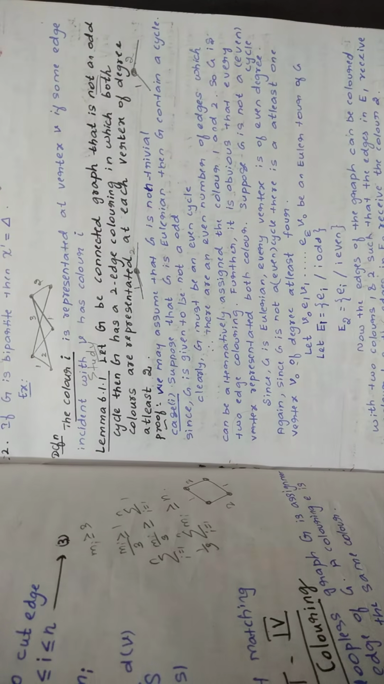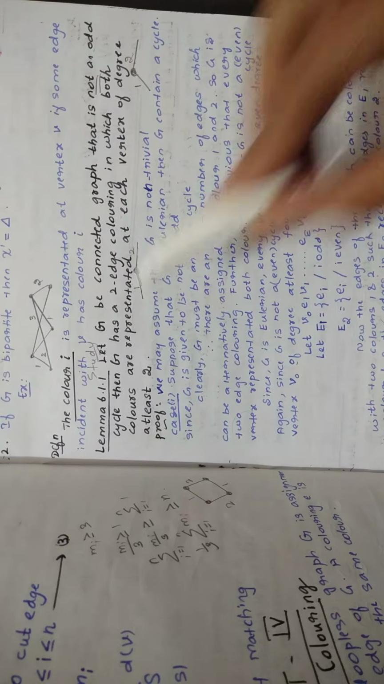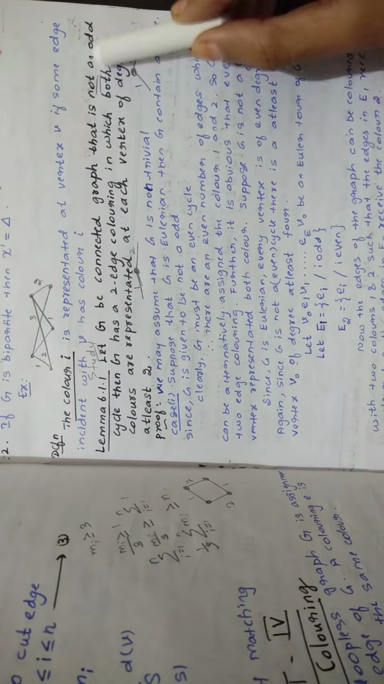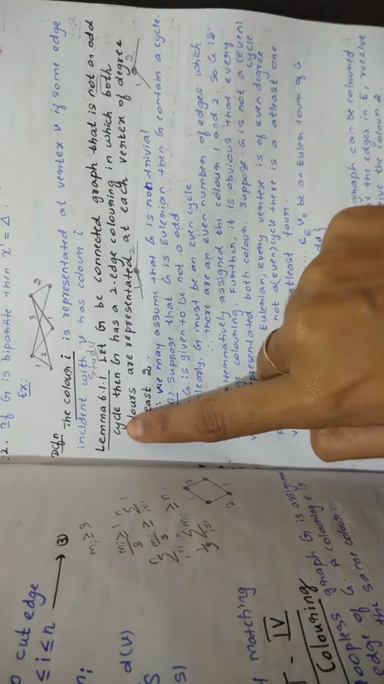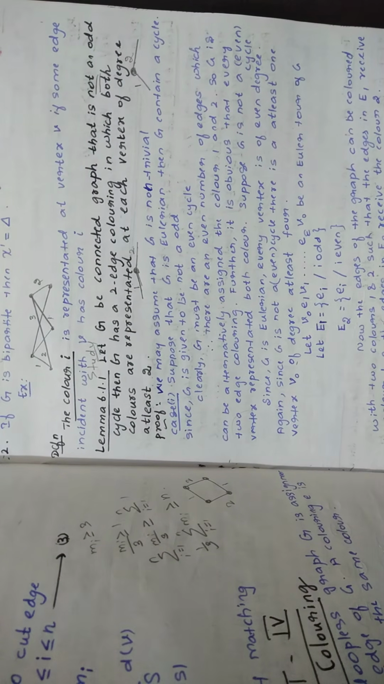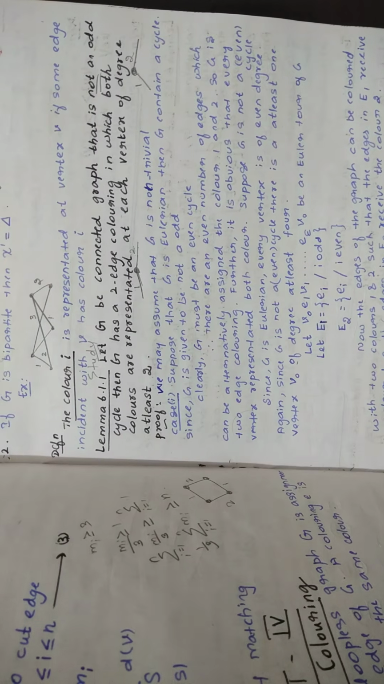Let G be a connected graph. That is, they are giving you a connected graph G, and they are saying that graph G is not an odd cycle. That is the most important condition. It should be a connected graph first, but it should not be an odd cycle. It means it can be a connected graph with an even cycle. Is that clear? I will show you with a figure.